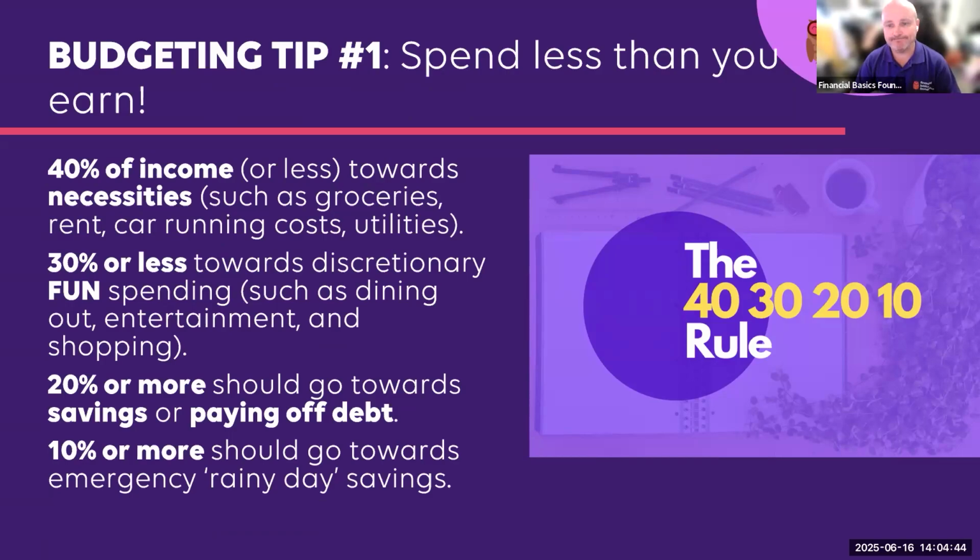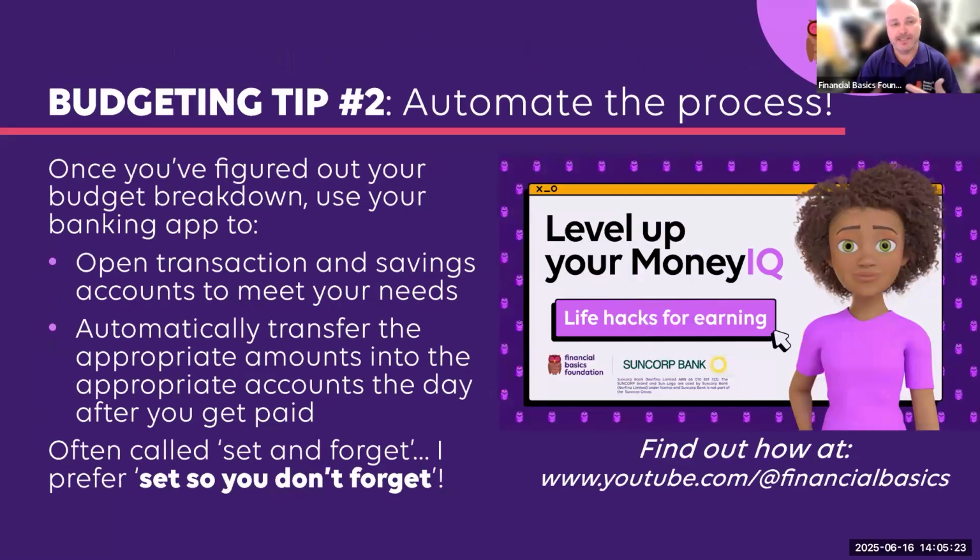So one of the popular breakdowns of budgeting is the 40-30-20-10 rule. That is 40% of your income or less goes towards your necessities, 30% or less towards fun spending, 20% to savings or paying off debt if you've got debt, and then 10% towards rainy day savings. And the aspect here I really think is worth pointing out is: you work hard for your money, so plan to have fun with it too. Plan to spend it on something nice, but successful budgeters do that responsibly so that they don't spend 100% of their money on the fun stuff and then end up in serious trouble with their finances and debt.